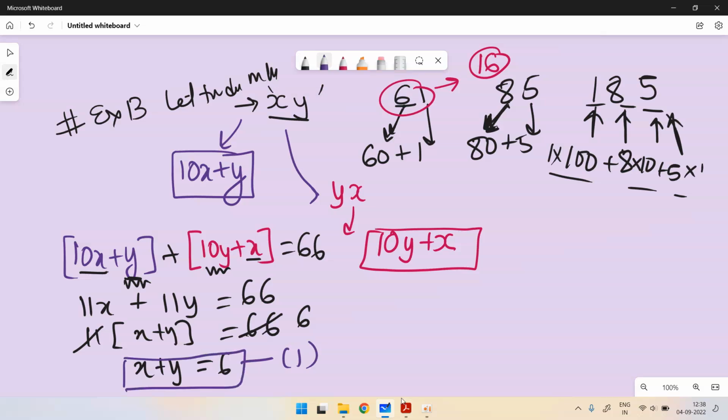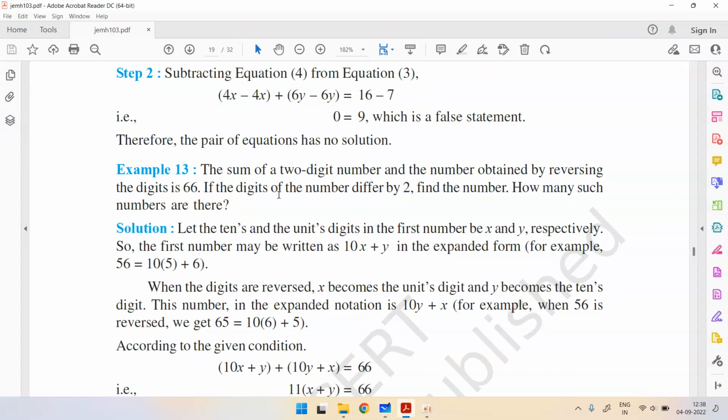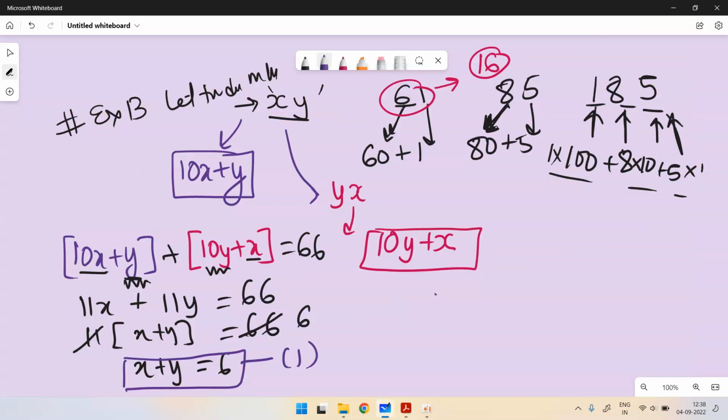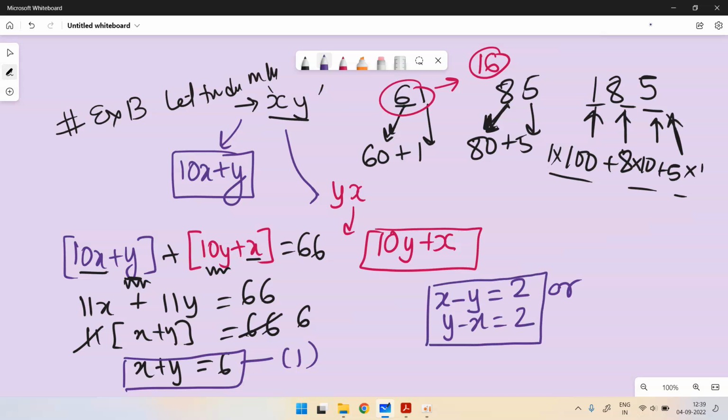And for the second equation, what is the condition given? That the digits of the number differ by 2. Digits of number differ by 2, which implies that either x minus y is 2 or y minus x is 2. Anything can be bigger. This 2 is the second part of the equation. I'm assuming here this is my second equation and this is the third equation, and any one of these can be true, but one at a time.